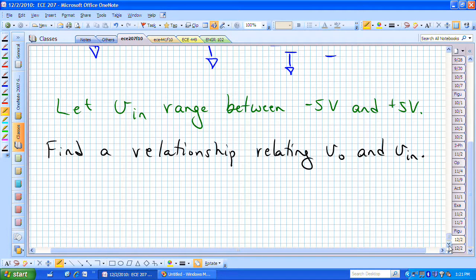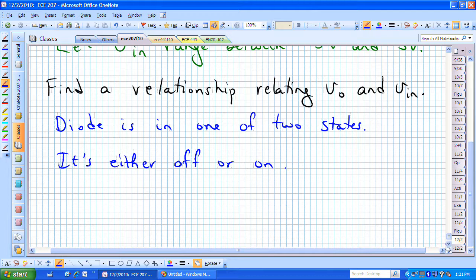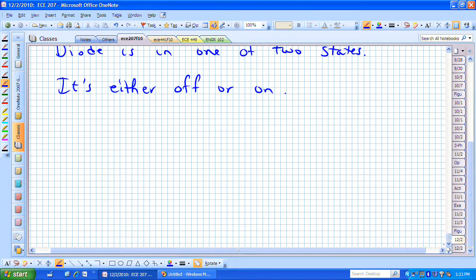So we now have the diode is in one of two states. It's either off or on. So let's now just look at this circuit under those two conditions. Let's look at when the diode is off.